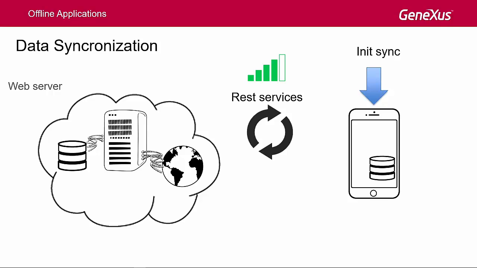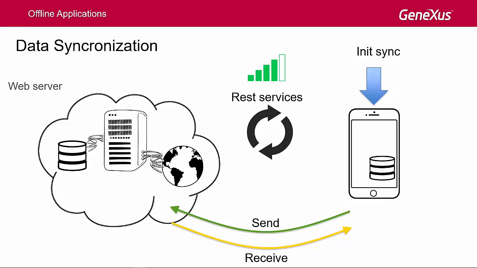The process through which the data changed in the device is sent to the server is called send. Also, the data on the server that has changed is sent to the device to be updated at regular intervals or on demand. The process through which the data changed in the server is sent to the device is called receive.